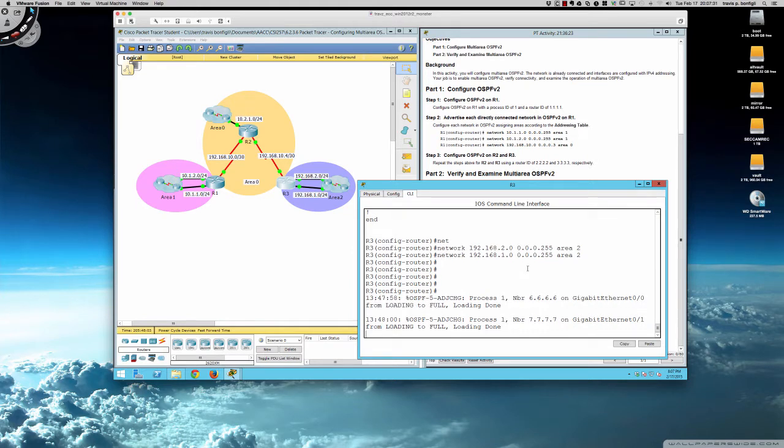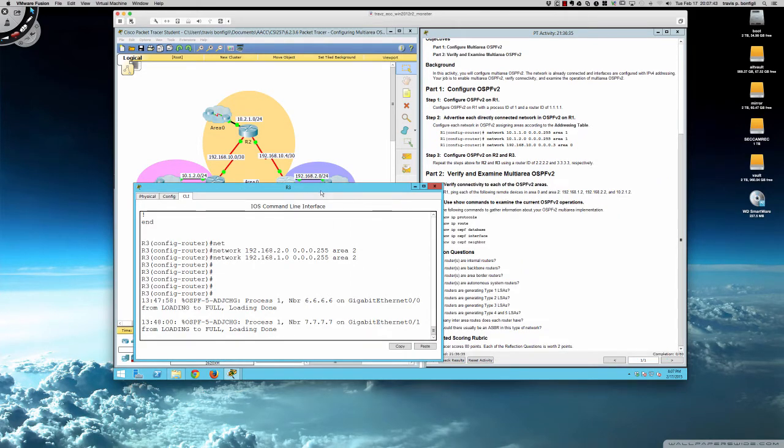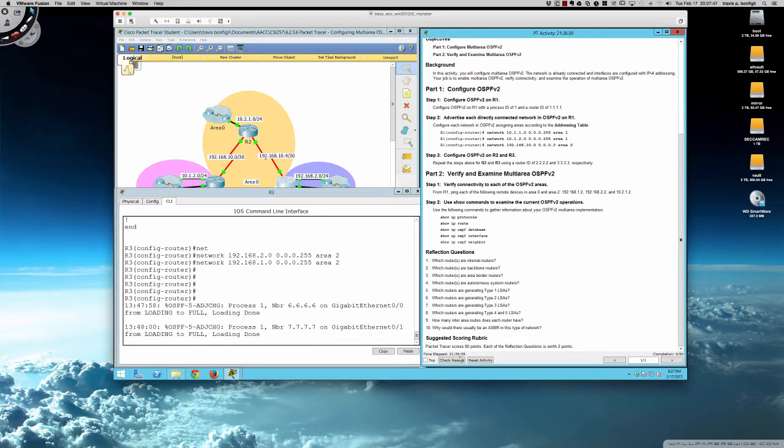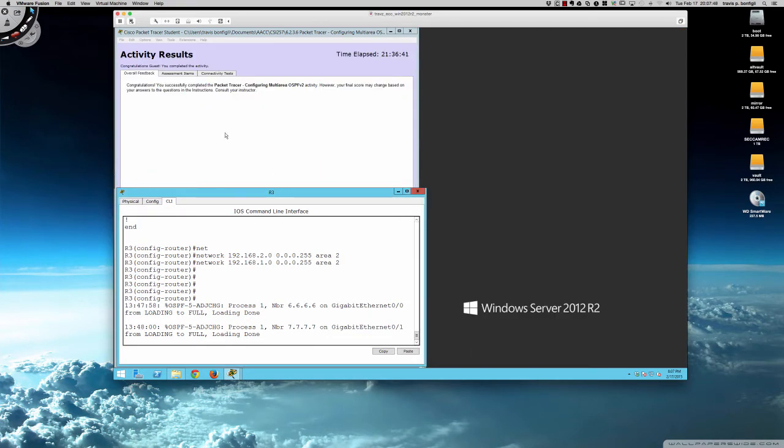And you can see that we've got an adjacency with 6 and 7, and those are what's out here in the cloud, right? So those are the routers that will be out here in the cloud. However, we're not really concerned with the routers that are in the cloud for configuration purposes. So let's take a look at our results here.